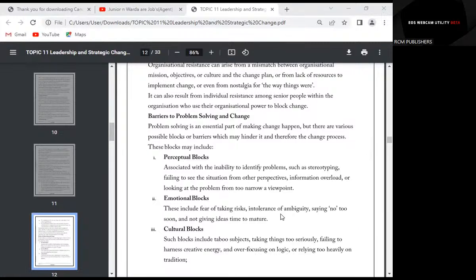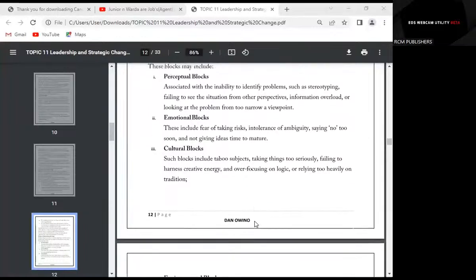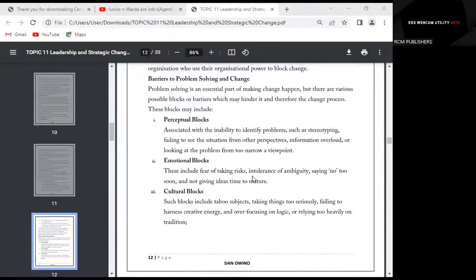You become either a high risk taker or a low risk taker. That will also determine which kind of change measure can be taken based on the personality and the behavior of the individual. So this includes fear of taking risk, intolerance of ambiguity, saying no too soon, and not giving ideas time to mature. Number 3, we have cultural blocks.